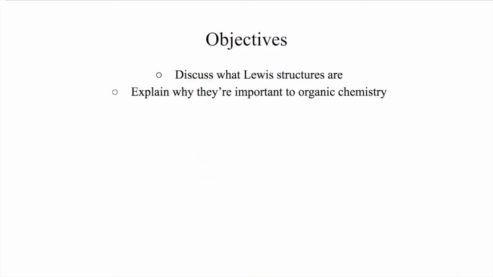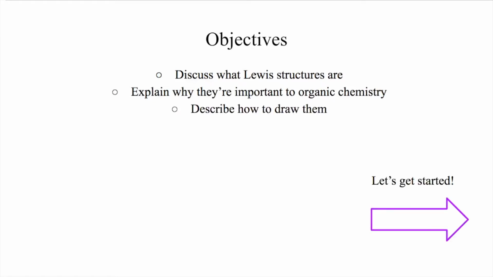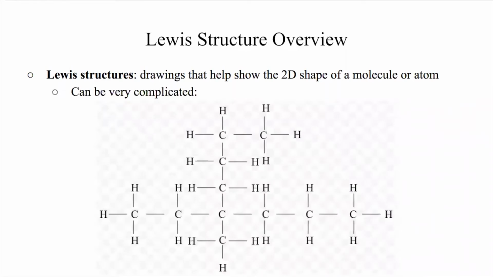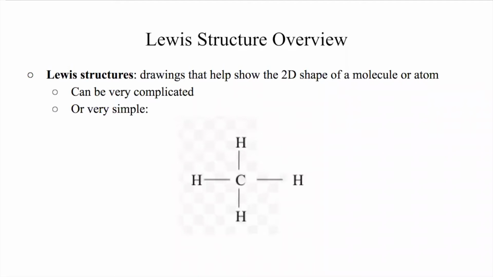In this episode, I'll be discussing what Lewis structures are, why they're important to organic chemistry, and how to draw them. Let's get started. Lewis structures are drawings that can help show the two-dimensional shape of a molecule or atom. These drawings can be super complicated or very simple.